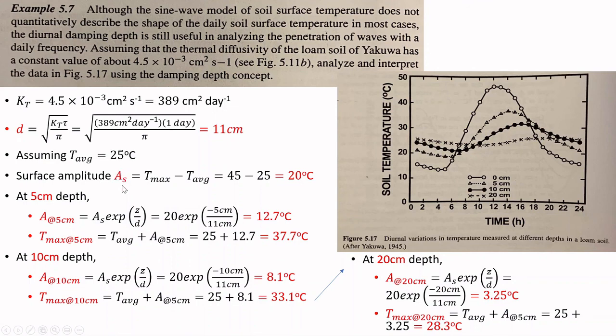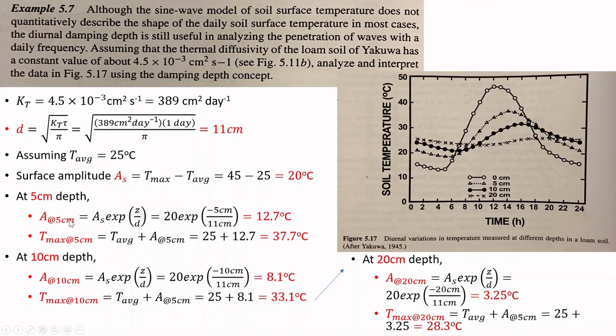So for the amplitude at the surface, AS, we take the T max at the surface, 0 centimeter. The T max is around 45 degrees Celsius, minus the T average, which is 25 degrees Celsius. We get around 20 degrees Celsius for the amplitude at the surface. Now we try to make some estimation for 5 centimeter.